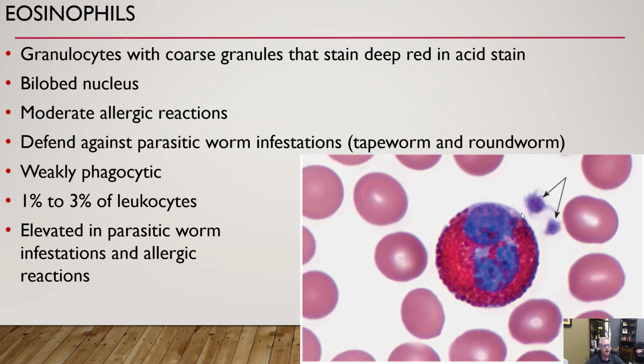Eosinophils, they are granulocytes. You can see the little granules in the cytoplasm here. They have 2 lobes. You can see the 2 different lobes of the nucleus there. You'll see those with allergic reactions or parasitic infections. They are weakly phagocytic, so they do have some phagocytosis ability.